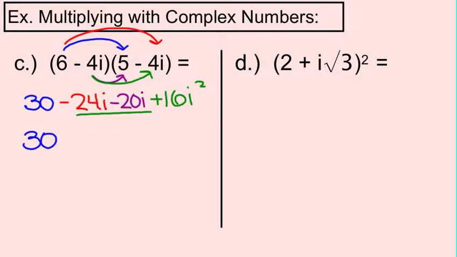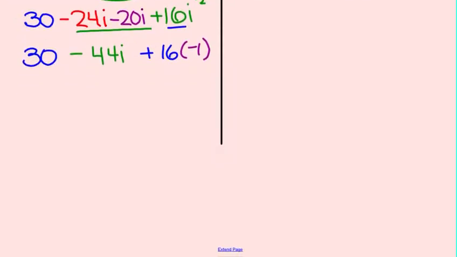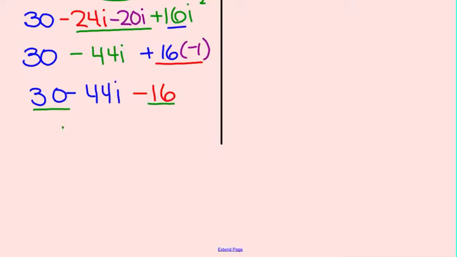-24i minus 20i is -44i. This piece, i squared, can be replaced with the -1, and then we still have that +16. Now let's clean it up. So I have 30 minus 44i. I'm going to multiply these two numbers together. I get -16. Now I have like terms again, real parts. 30 minus 16 is 14. And then I have my imaginary -44i.